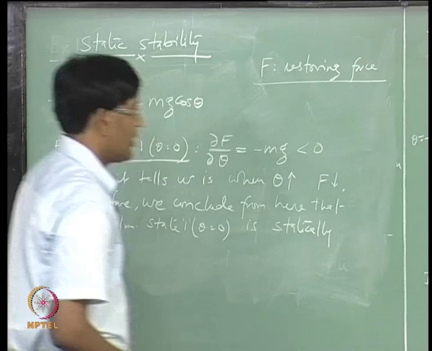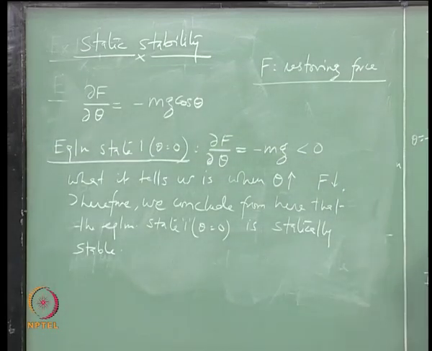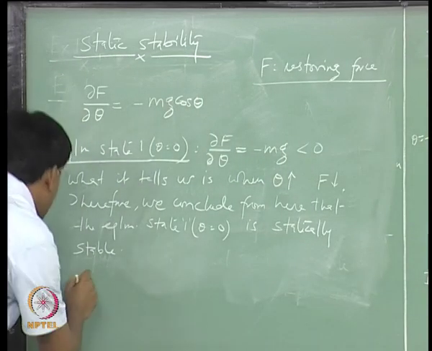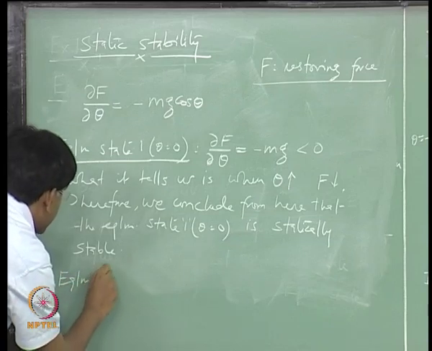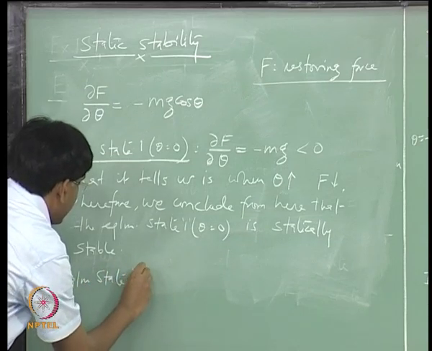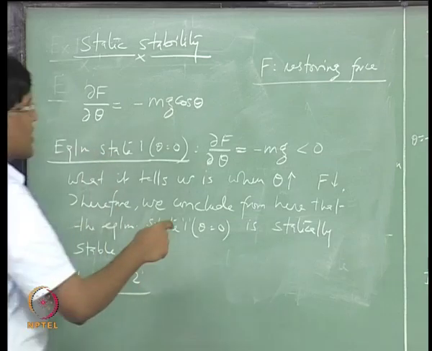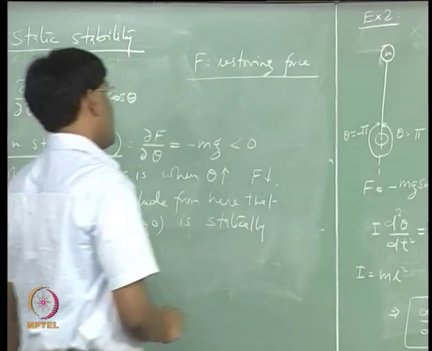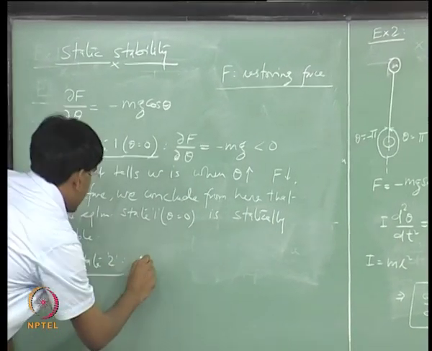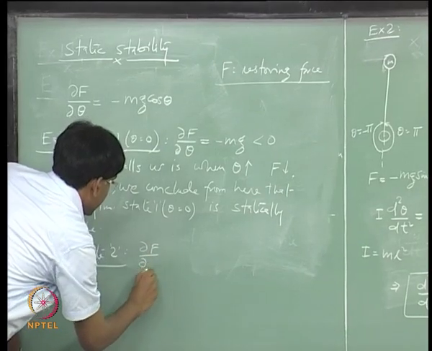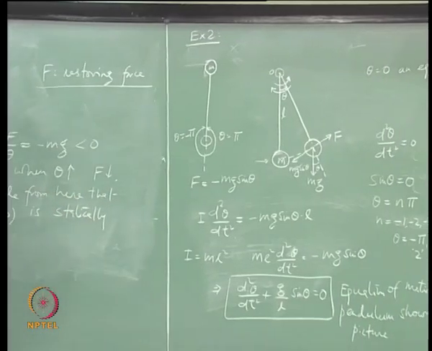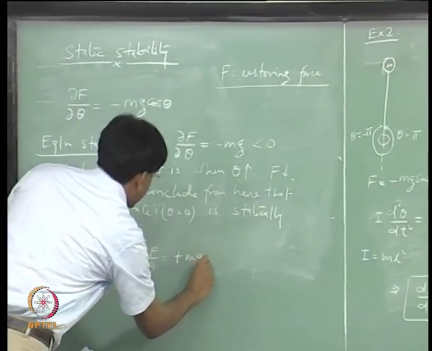Now, let us look at what happens. This is equilibrium state 1 and these are 2. Now, let us look at what is happening at the other equilibrium state, that is the vertically upward position of mass m. Del f over del theta is plus mg in this case.